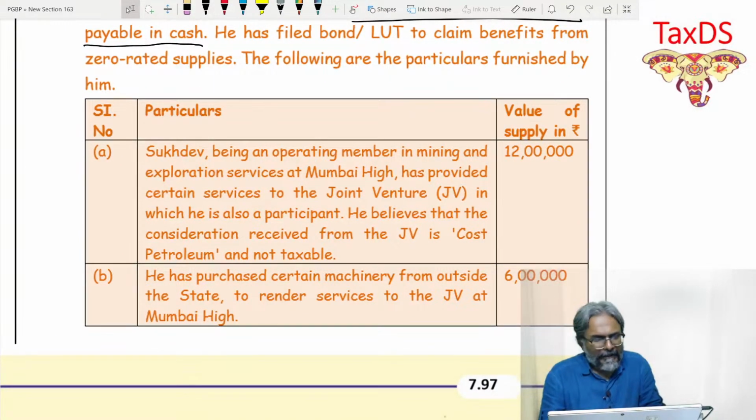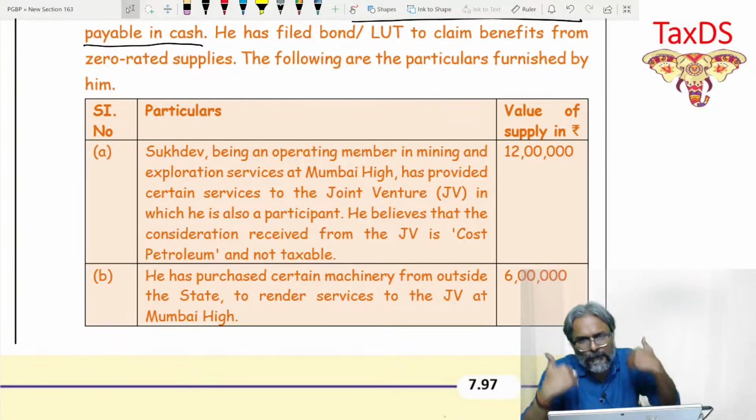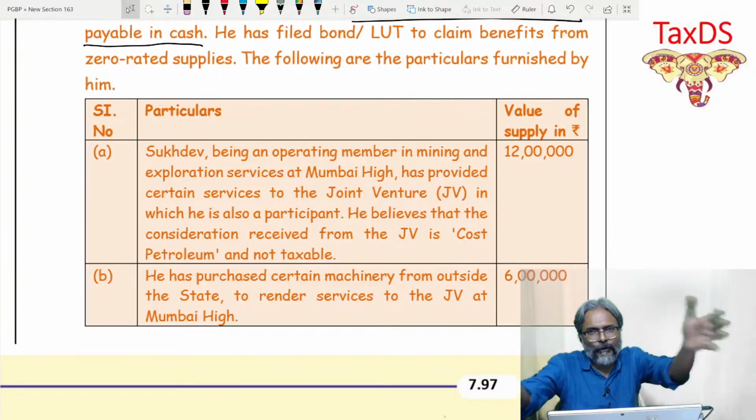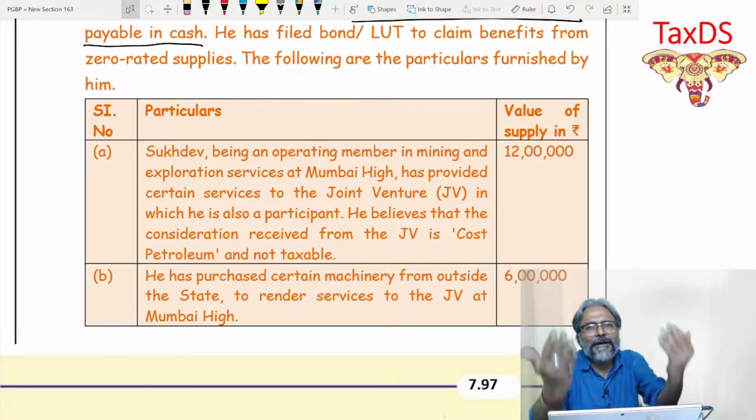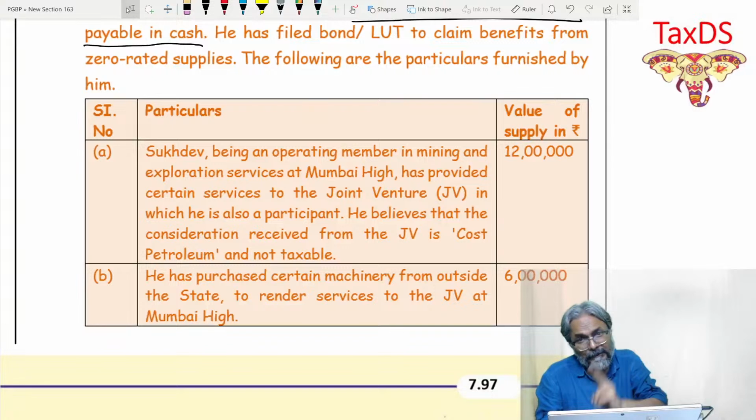Sukhdev, who is the supplier in our question, being an operating member in mining and exploration services at Mumbai High, has provided certain services to the joint venture in which he is also a participant. So he has provided them to that AOP. The AOP is the one doing the joint venture. So this is my supply to whom? To the AOP.